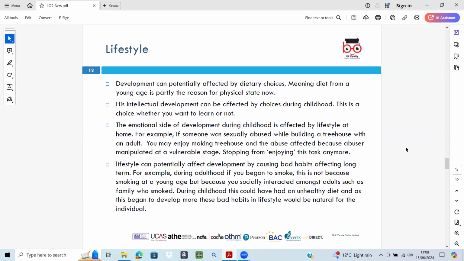Then we have the emotional side. Here we are talking about the impact of past experiences. For example, a child who has experienced trauma during a familiar activity, such as building a tree house with an adult, may develop emotional challenges and feelings of fear or discomfort associated with similar activities, impacting their emotional growth.